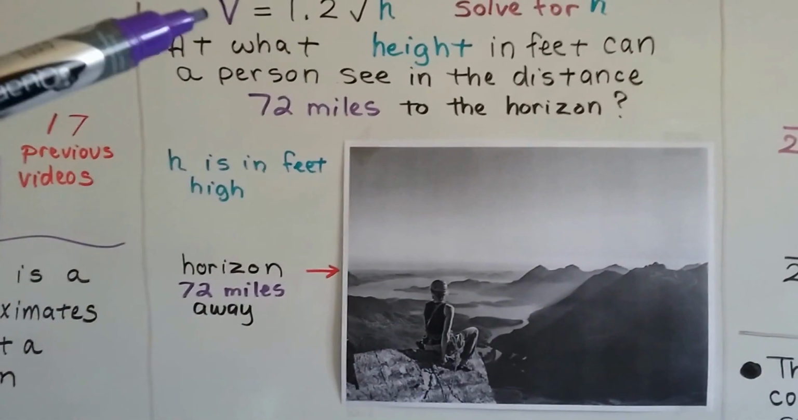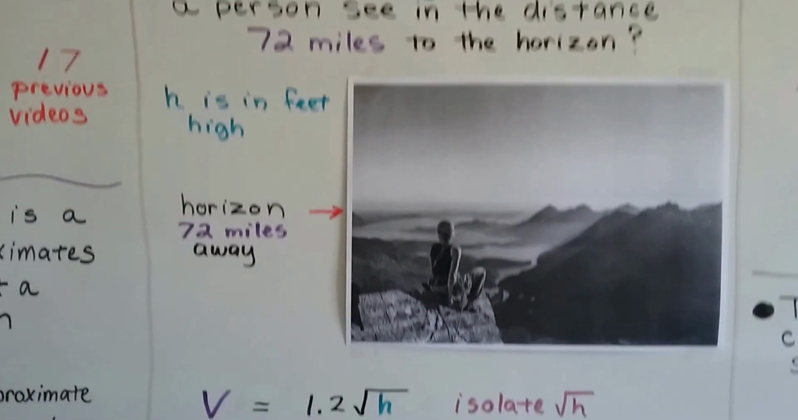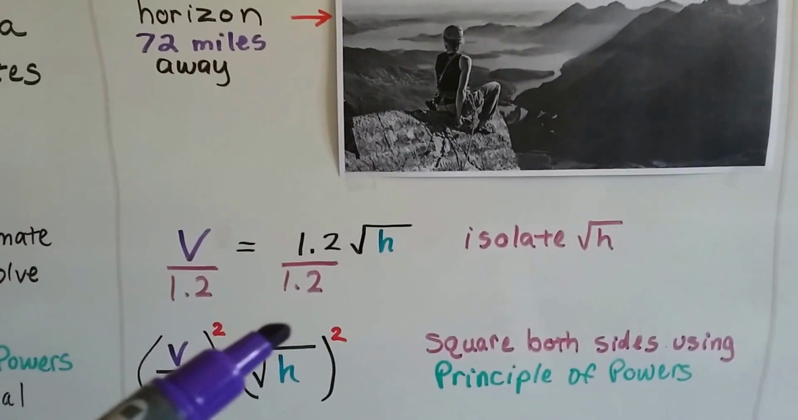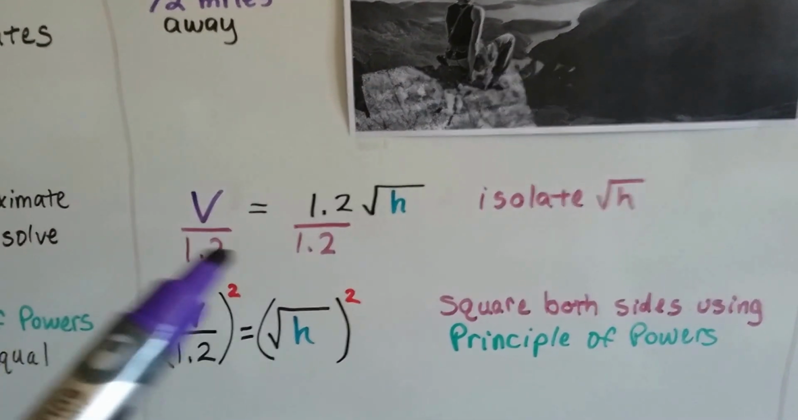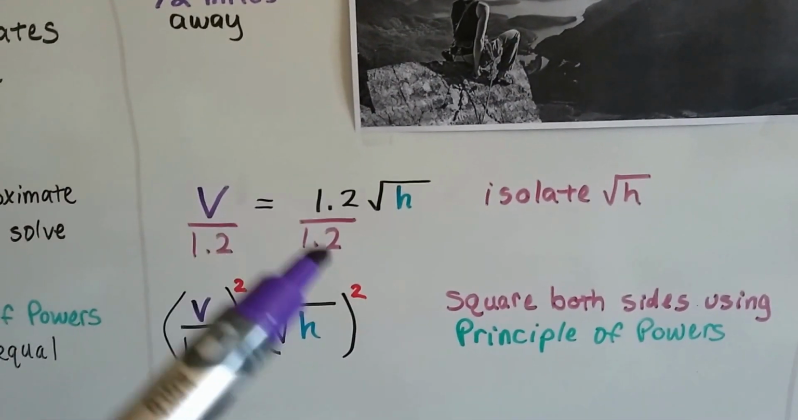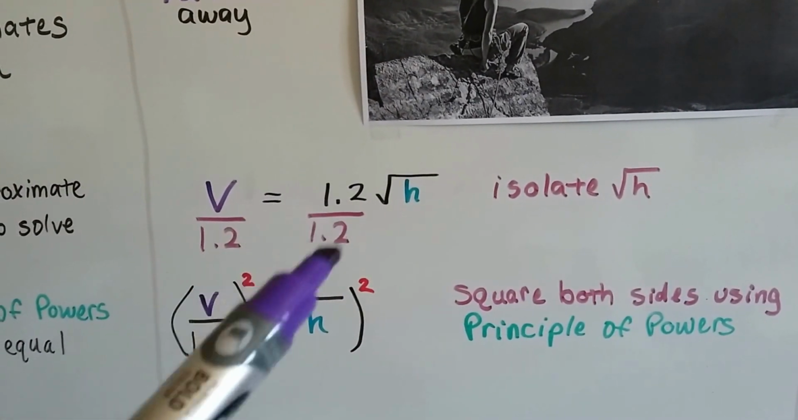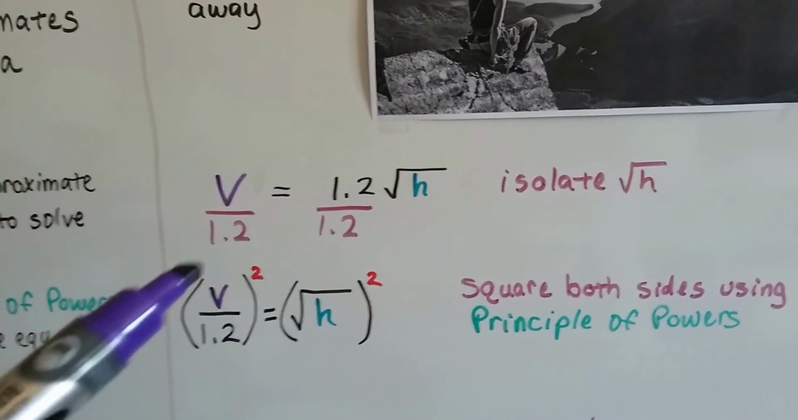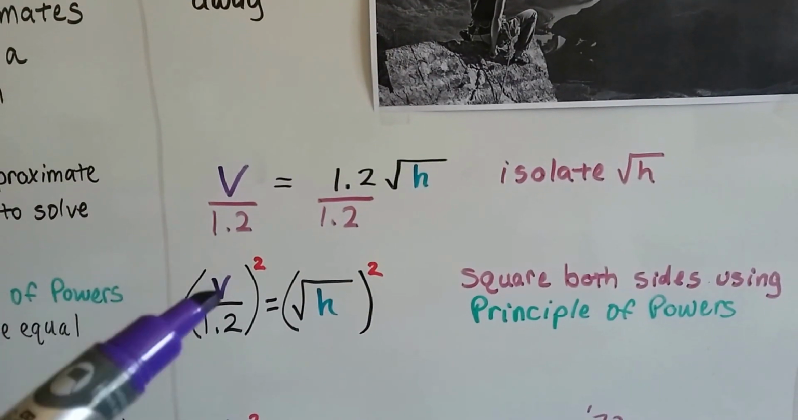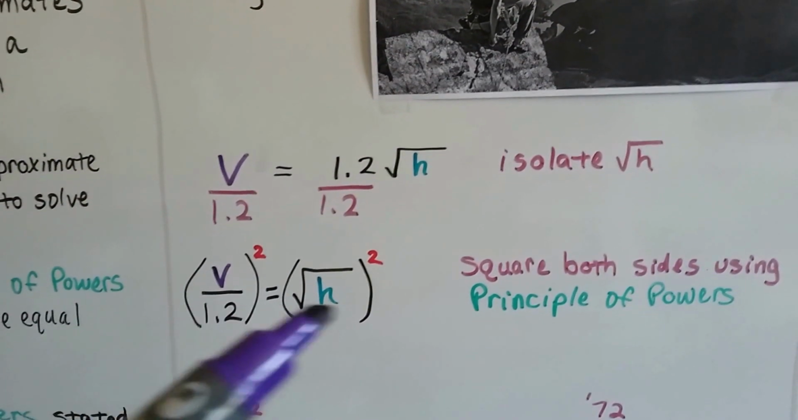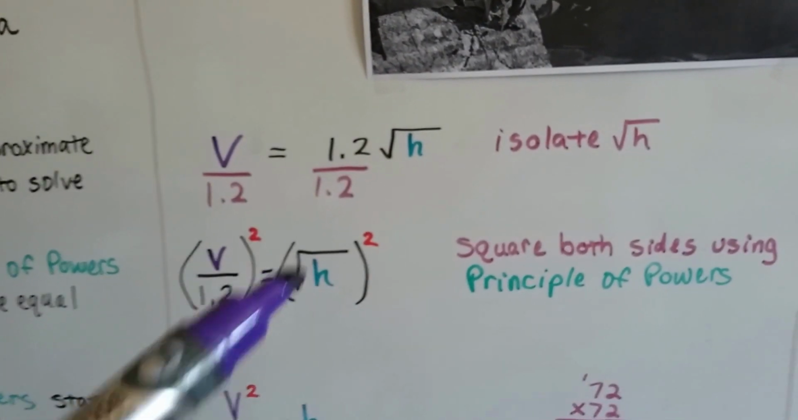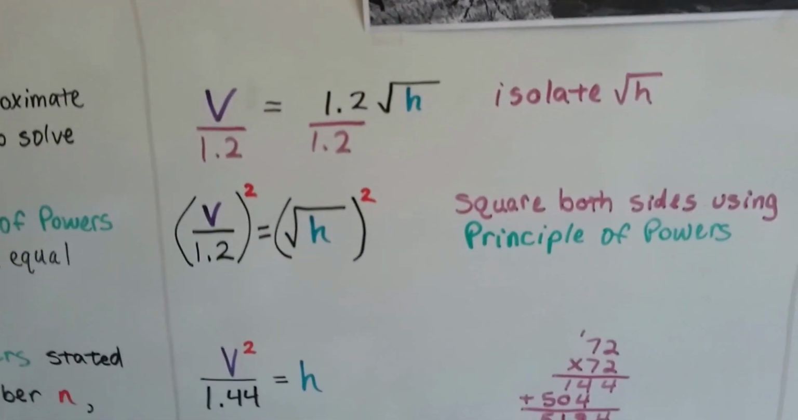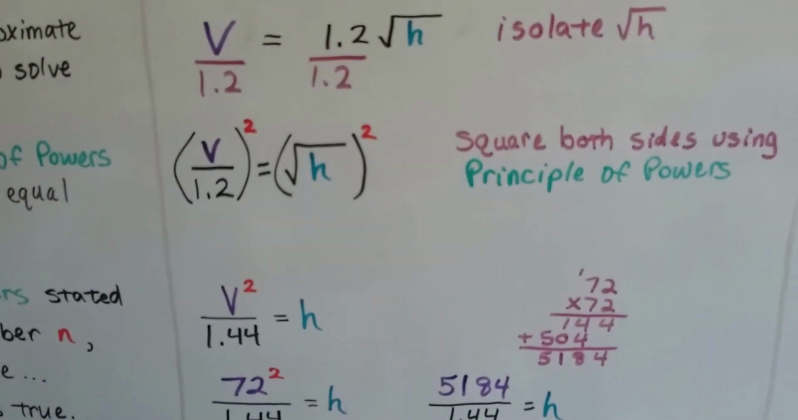So we're going to take our formula, v equals 1.2 times the square root of h, and solve it for h. We're going to isolate that square root of h by dividing both sides of the equation by this 1.2. That creates our buddy, the invisible 1, because the numerator and denominator are the same, right? And then on this side, we have v divided by 1.2. We square both sides of the equation using the principle of powers, and that'll remove that square root symbol. That'll remove that radical sign from the h.